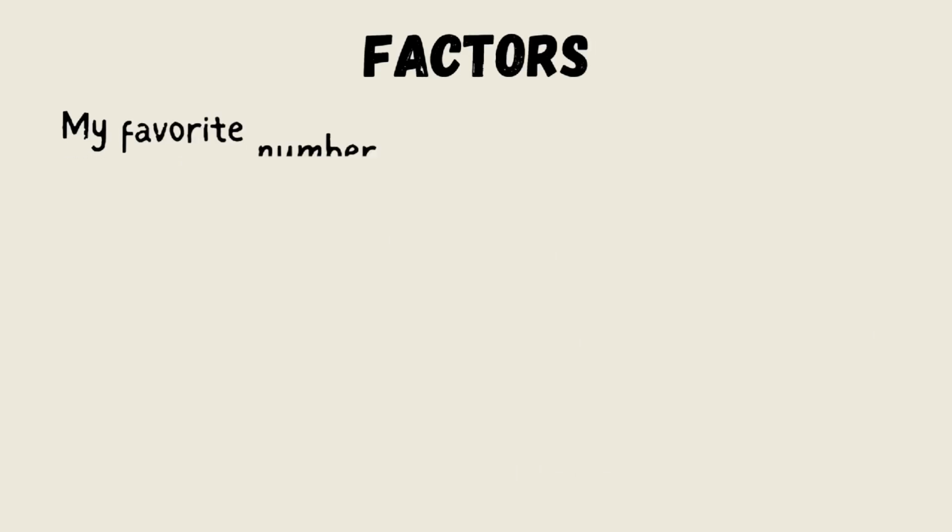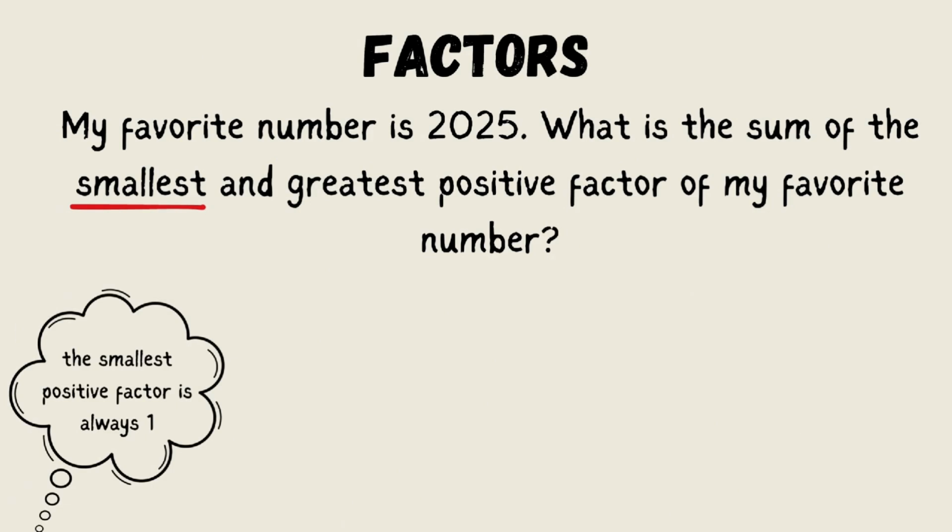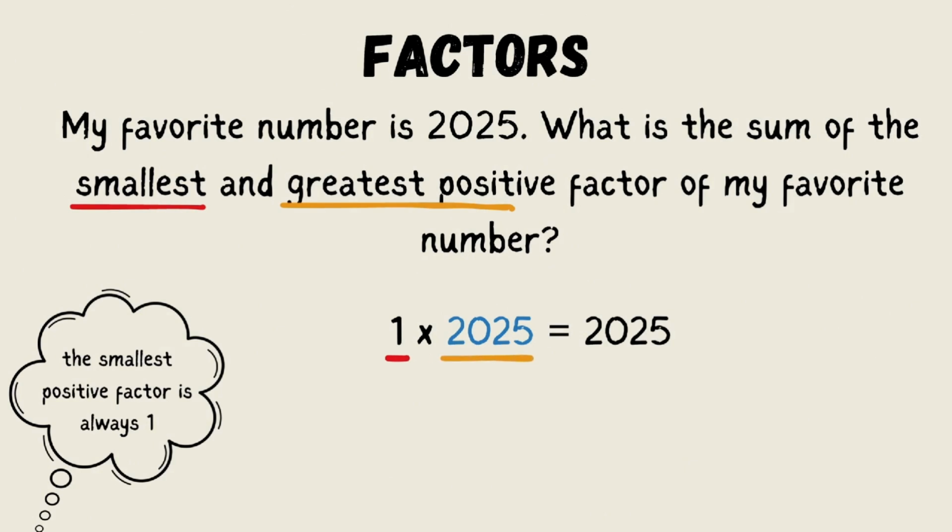First question, my favorite number is 2025. What is the sum of the smallest and greatest positive factor of my favorite number? Let's first find the smallest factor. The smallest factor is always 1. Remember that. Now, for the greatest positive factor, that's just going to be 2025 itself, because that's the greatest number that it divides itself by. So here we have 1 as the smallest and 2025 as the greatest factor. The question is asking for the sum, so we do 1 plus 2025, which equals 2026, and that's our answer. Great work!